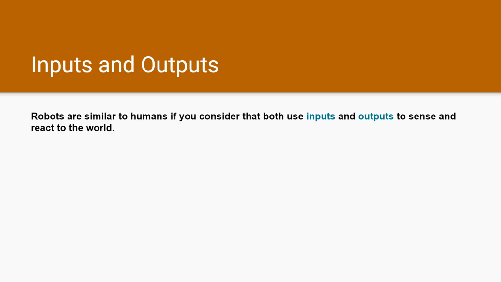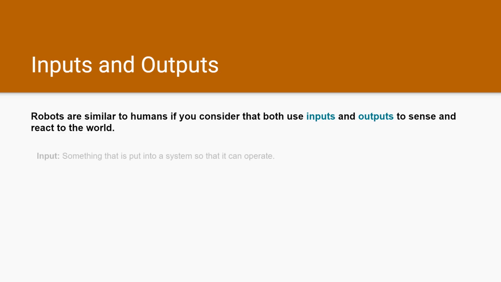Okay, sorry about that. Robots are similar to humans if you consider that we both use inputs and outputs to sense and react to the world. Well, you might say, no I don't. Well, yeah you do. Something goes in, and as a result something goes out. So an example could be input, you watch my videos; output, hopefully you get a good grade.